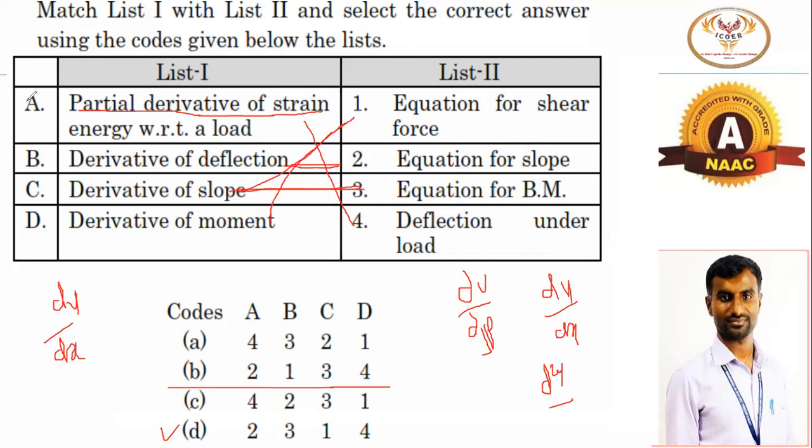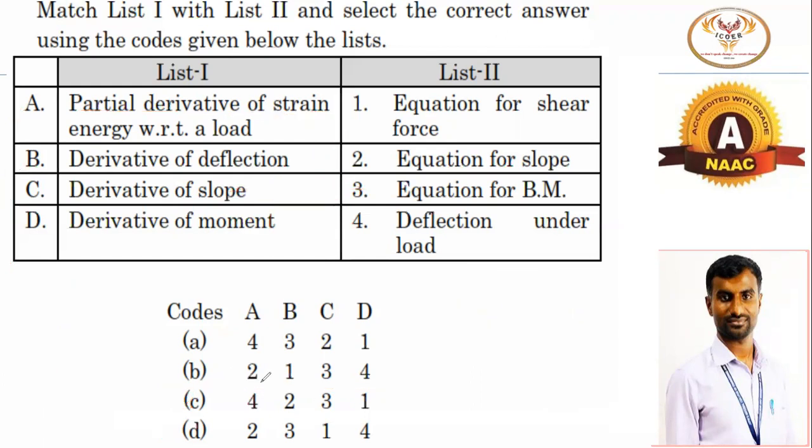If the sequence is of shear, for A it will be 4. For B, it will be 2. For C, it will be 3. And for D, it will be 1. So 4, 2, 3, 1. So the correct answer is option C.